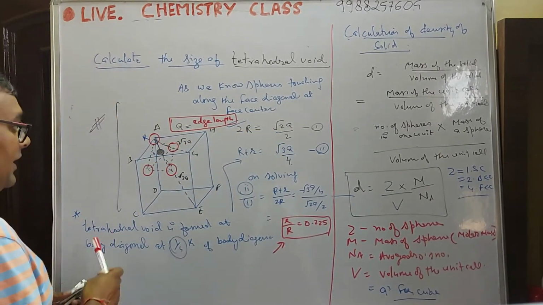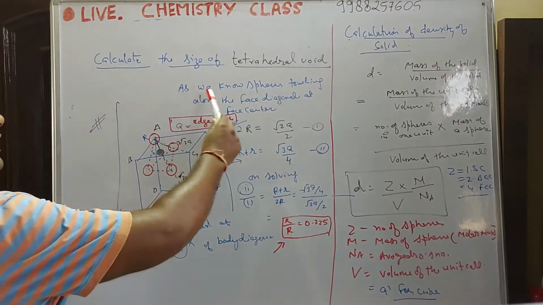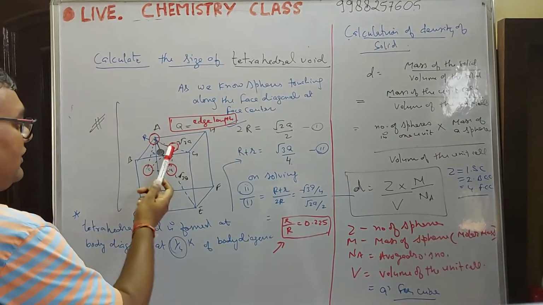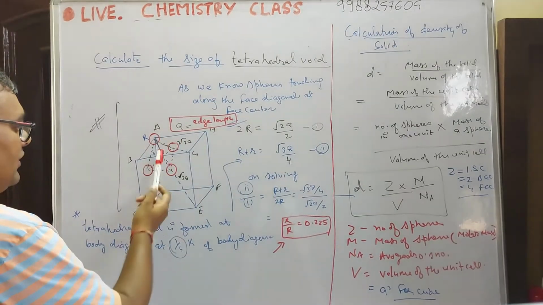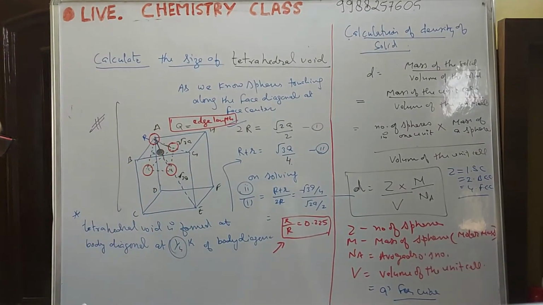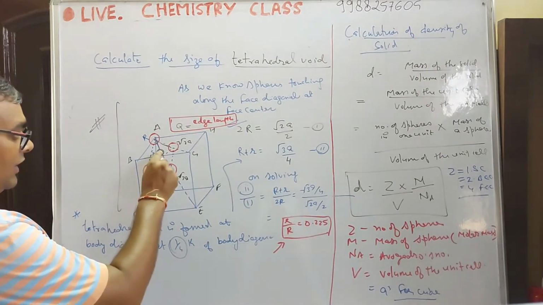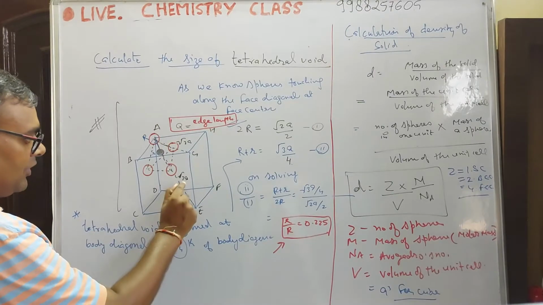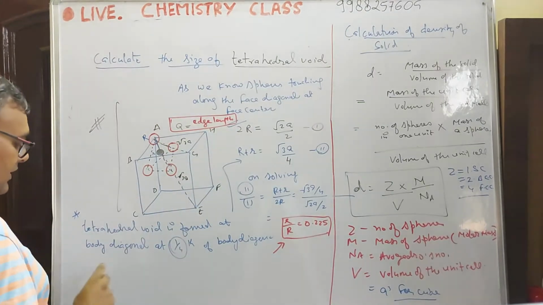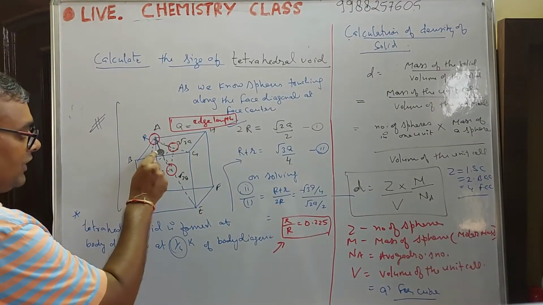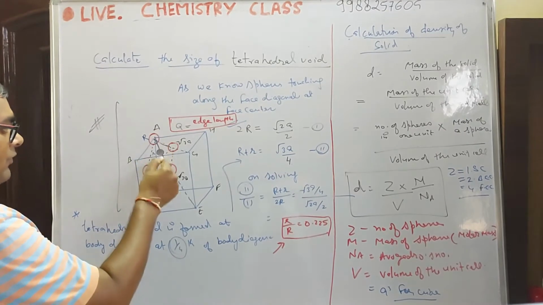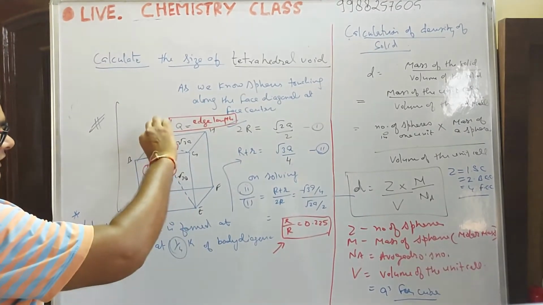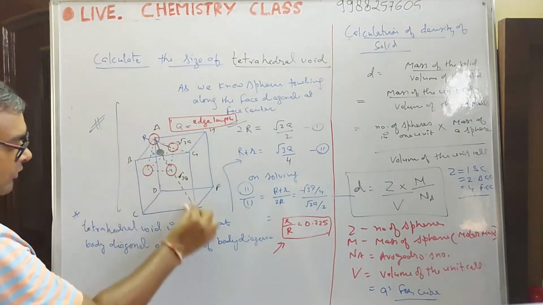Similarly, I already explained the spheres touching along the face diagonal at the face center. These touch each other and you get the tetrahedral void. The tetrahedral void is placed on the body diagonal. The whole length of the body diagonal is root 3a. The tetrahedral void is formed at 1/4 distance of the whole body diagonal. This length should be 1/4 of the whole body diagonal.